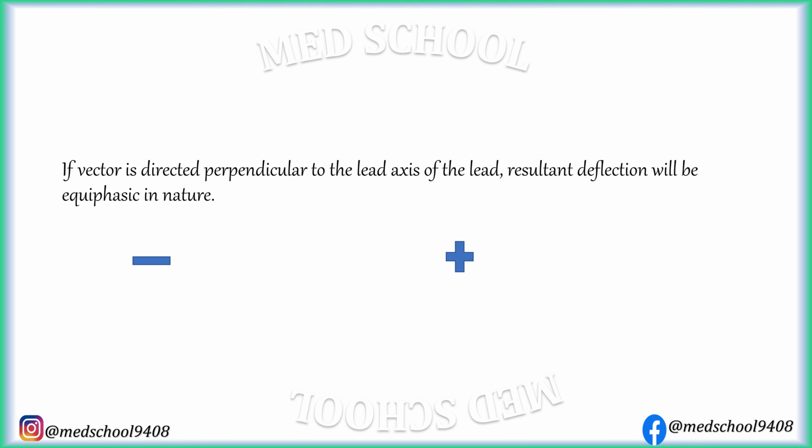If vector is directed perpendicular to lead axis, resultant deflection will be equiphasic in nature. That is, its positive and negative deflection will be equal in amplitude. More often than not, vector direction is not in any of these 3 directions. In such cases, what will be the pattern of ECG wave? To understand this, let's take a perpendicular vector.